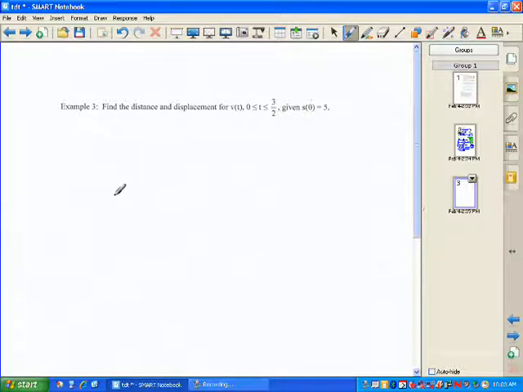So this is going to be the same exact question again. Let me put the velocity equation back here again. Same one we had before. Okay. Same question, find the distance and displacement for v of t from 0 to 3/2, except that this time we have a given that we didn't have before.